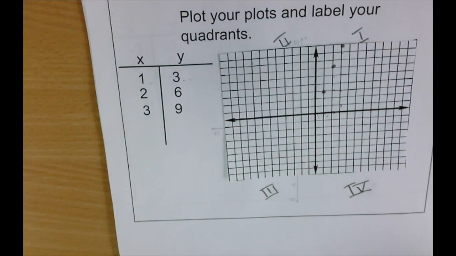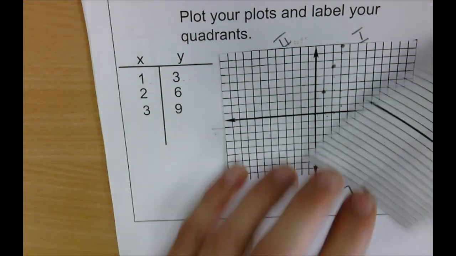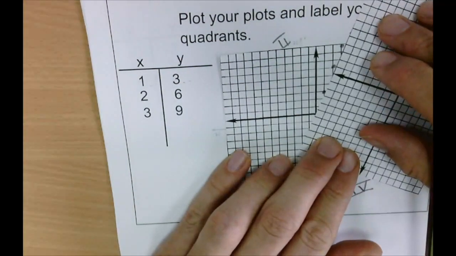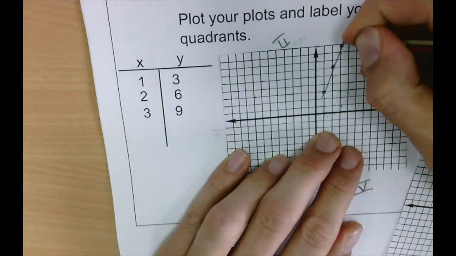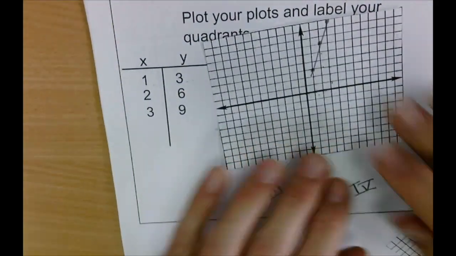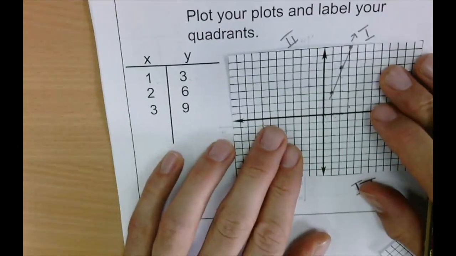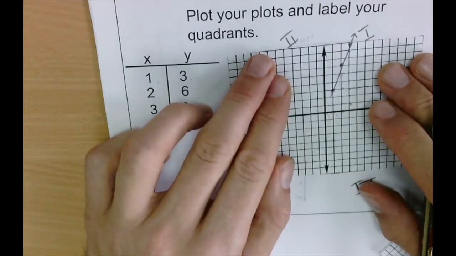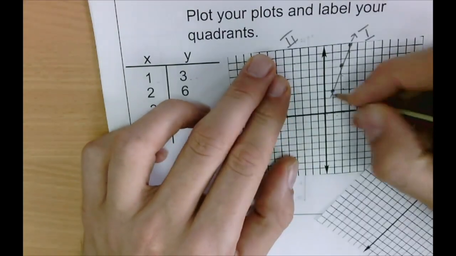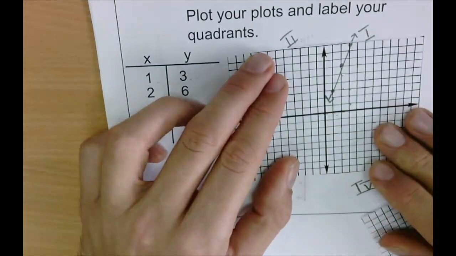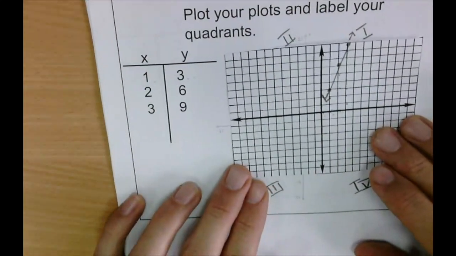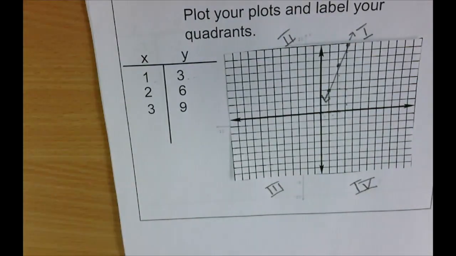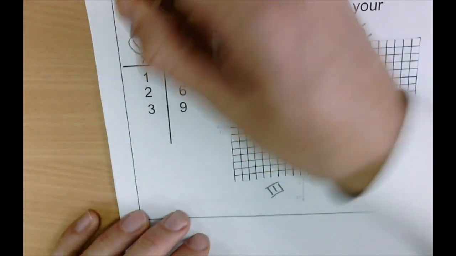Next for this class, we're going to connect our points. So we have these 3 here. I will draw a line to make my line straight. Mr. Lu always talks about how important it is to put arrows on lines, because arrows indicate that a line goes on forever and ever in both directions, as long as it's on that same plane. And there we go. There's the first question in our notebook practice.